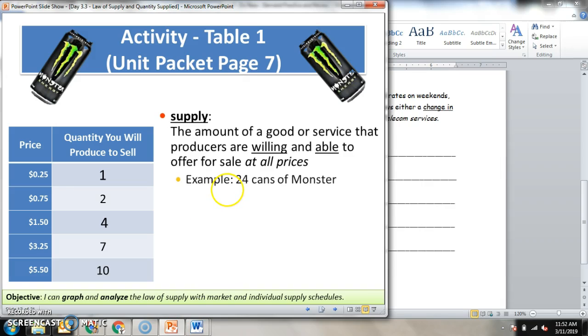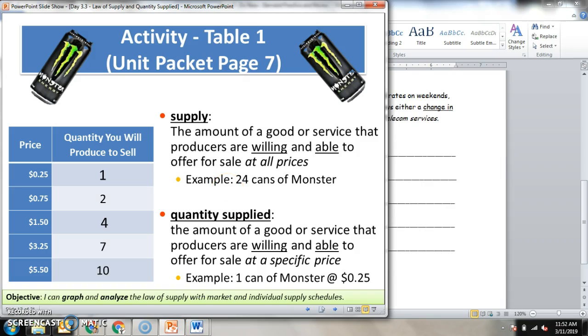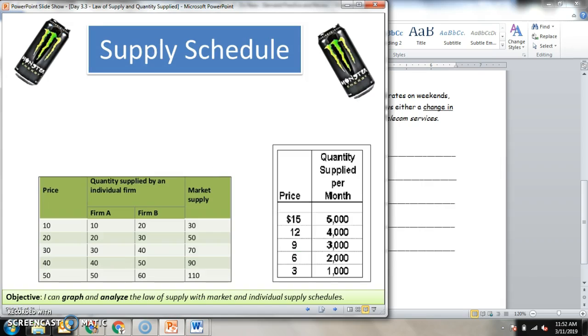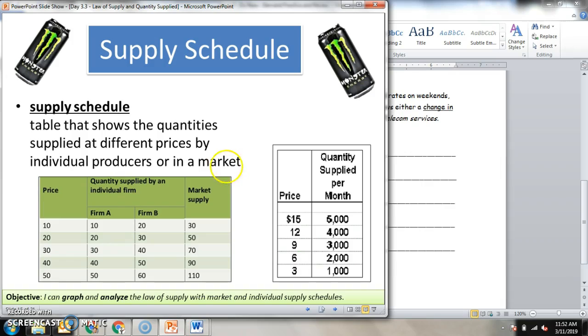And that gives us our definitions. You can pause the video and take note of these. Table 2, we did similarly as before. We took the data from our classmates' tables and we found a market supply schedule. And that's what we labeled these as supply schedules. Table A is an individual supply schedule. Table 2 or line B below Table 2 is a market supply schedule.